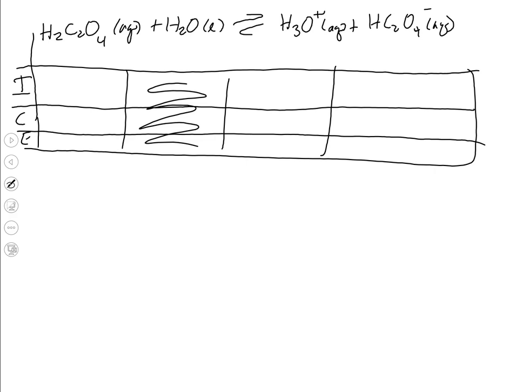What's our initial concentration in this problem of the oxalic acid, H2C2O4? 0.10, good. We were 0.10 molar. And initially, we have nothing of the other two. On our C row, our change row, how much is the oxalic acid going to change by? Minus X. So each of these is going to be plus X, X, X, and 0.10 molar minus X.